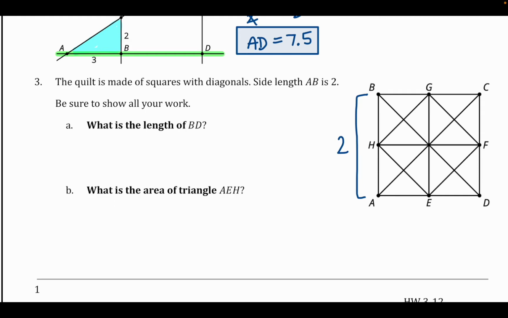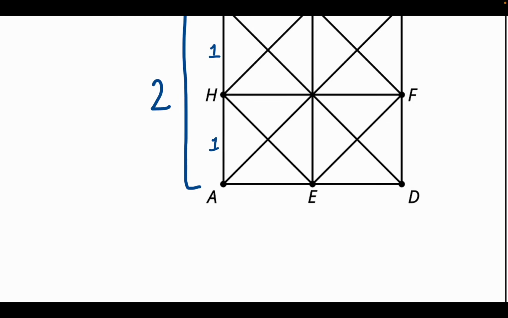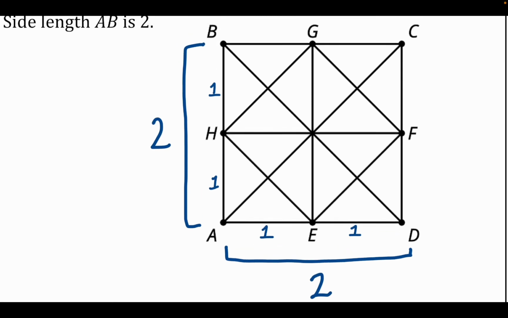Well, since these are squares with diagonals, I can also label some other pieces here, like these distances are going to be 1 each. And because it's square, we know that's also consistent across the bottom here. This whole thing is 2, but each of these is now 1. So that's what we're told based off of what they gave us. They're squares with diagonals.